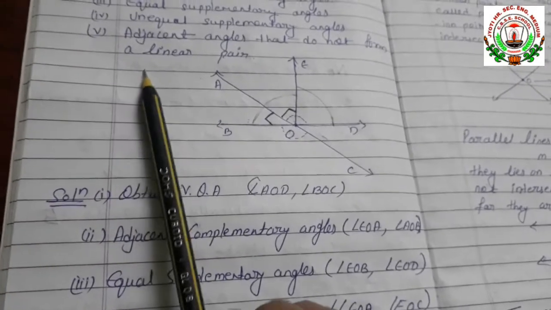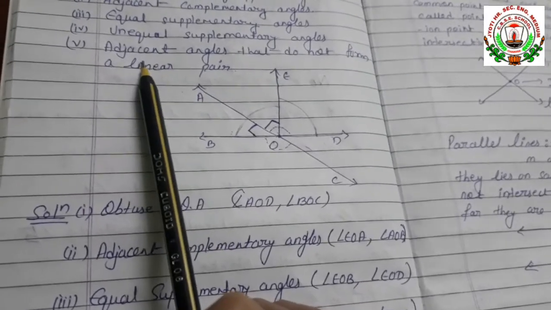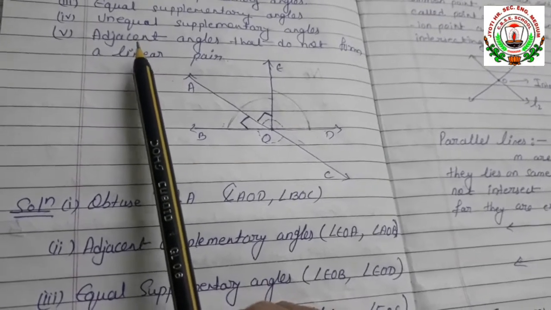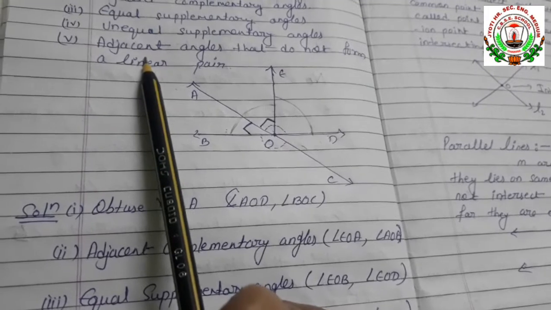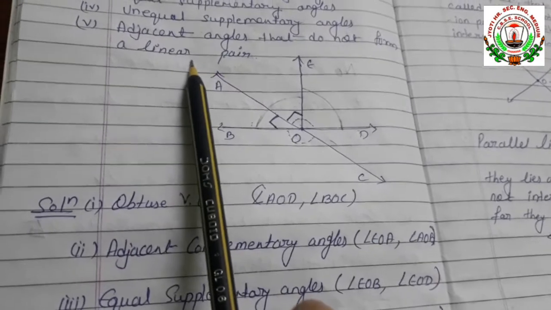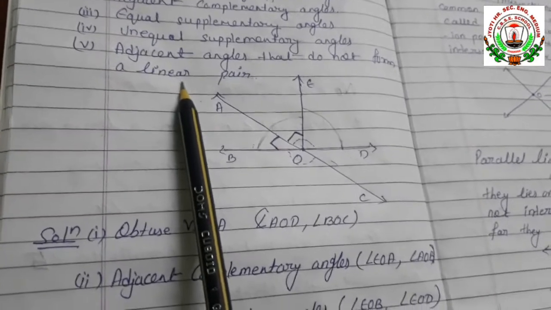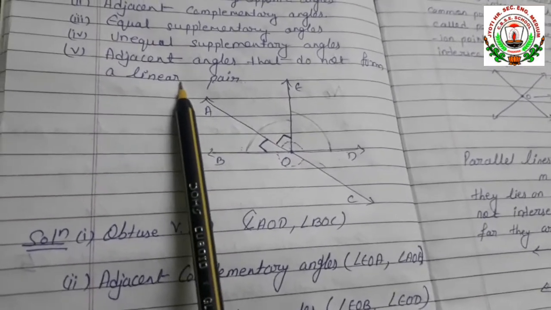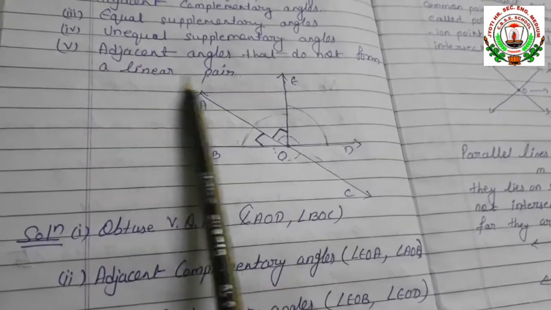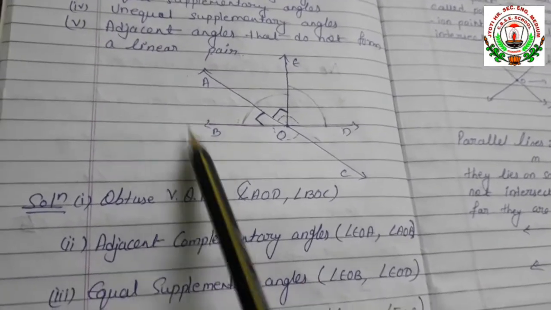Now the last part of the question asks for adjacent angles that do not form a linear pair. Adjacent, as I explained beforehand, should have a common vertex, a common arm, and the non-common arms present on opposite sides of the common arm. In the same way, what is a linear pair? Linear pair angles mean the sum of the angles must be linear, that is 180 degrees, isn't it? Or we can say the sum of the angles must be supplementary. So here the fifth question asks for adjacent angles that do not form a linear pair, meaning they should be adjacent but not form a linear pair.